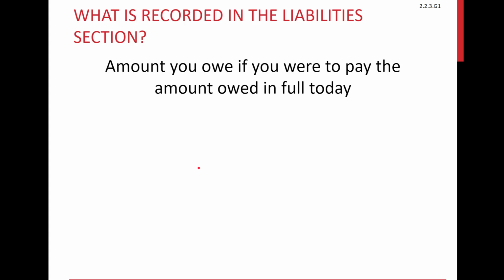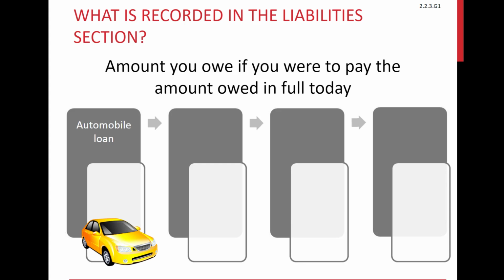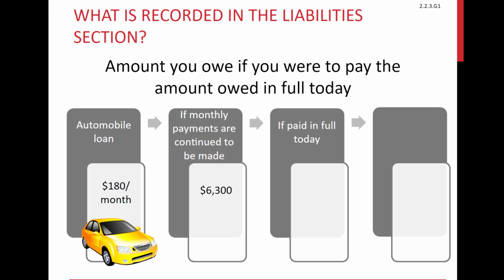All right, what is recorded in the liabilities section? It's the amount you owe if you were to pay the amount owed in full today. So let's look at a car loan. Let's say you're paying $180 a month. If monthly payments continue to be made until the end of the loan, and the total of all the monthly payments was $6,300, but if you paid it in full today, that amount was $5,490, then you would record $5,490 on your balance sheet.